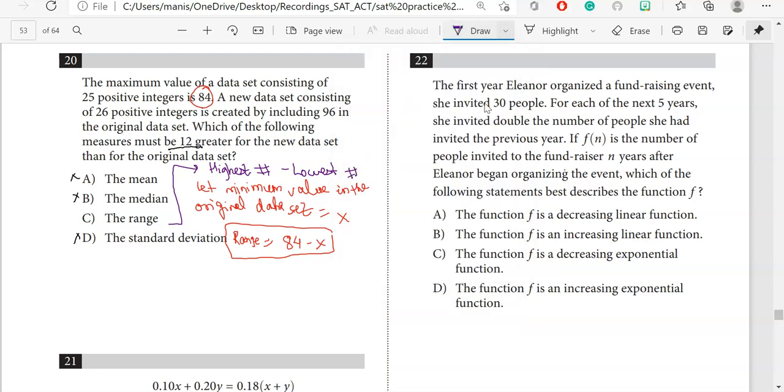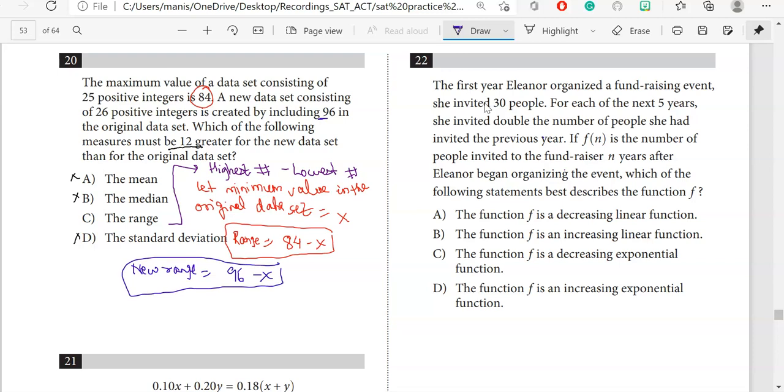Now let's go to the new one. A new data set consists of 26 positive integers created by including 96 in the original data set. So what they are doing is in the original data set, they added one more number, that's 96. So now the new range will be what? Keep in mind the minimum number is x, but now the biggest number is 96. So the new range will be 96 minus x.